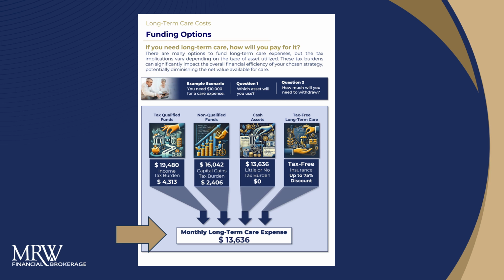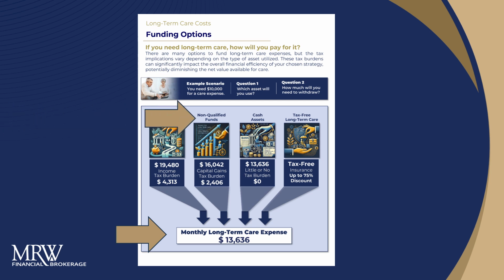Well, if they want $13,636 to spend per month, they're going to have to actually withdraw out of their tax qualified funds $19,480, pay $4,313 in taxes to net out that $13,636. If it's a non-qualified fund, they're going to have to pay capital gains tax on the growth.